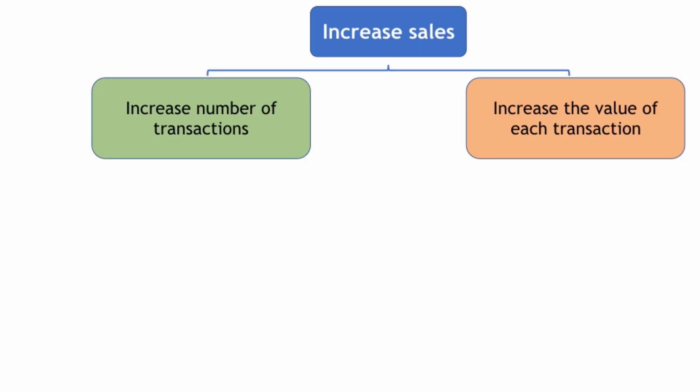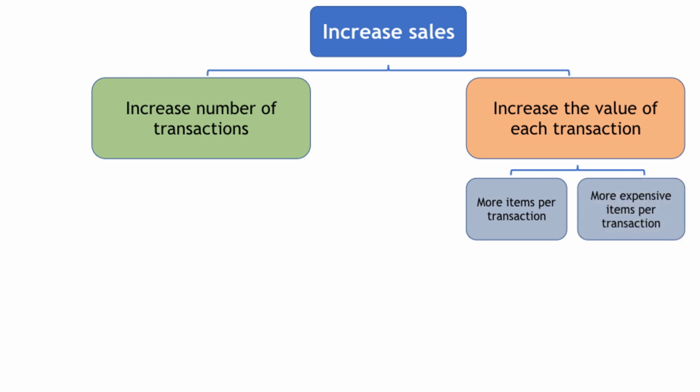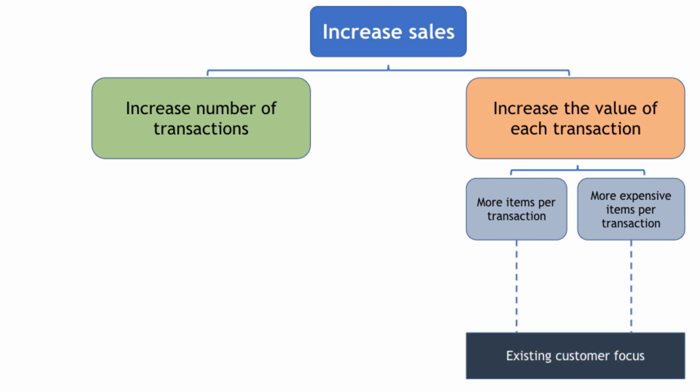Well, if we start by looking at the right-hand side, then we see that increasing the value of each transaction can only be done in two ways. Either you sell more items per transaction, or you sell more expensive items per transaction. It's as simple as that. And that means that we have a more internal focus on our existing customers. How can we persuade them to buy more stuff and more expensive stuff?